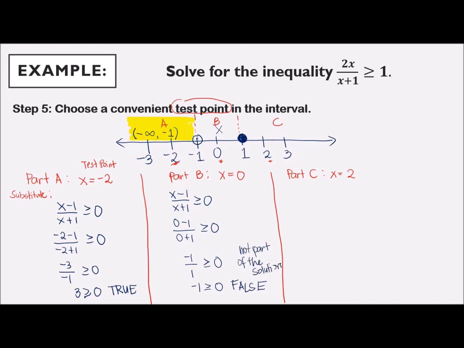Now, let's proceed to part C. x is equal to 2. Substitute again. Let's always start with the transformation of the given. So, substitute x by 2. So, (2 minus 1) over (2 plus 1) is greater than or equal to 0. 2 minus 1 is 1. 2 plus 1 is 3. Now, is 1/3 greater than or equal to 0? Yes, of course. Even if the increase is small, that's okay. So, that is still true.